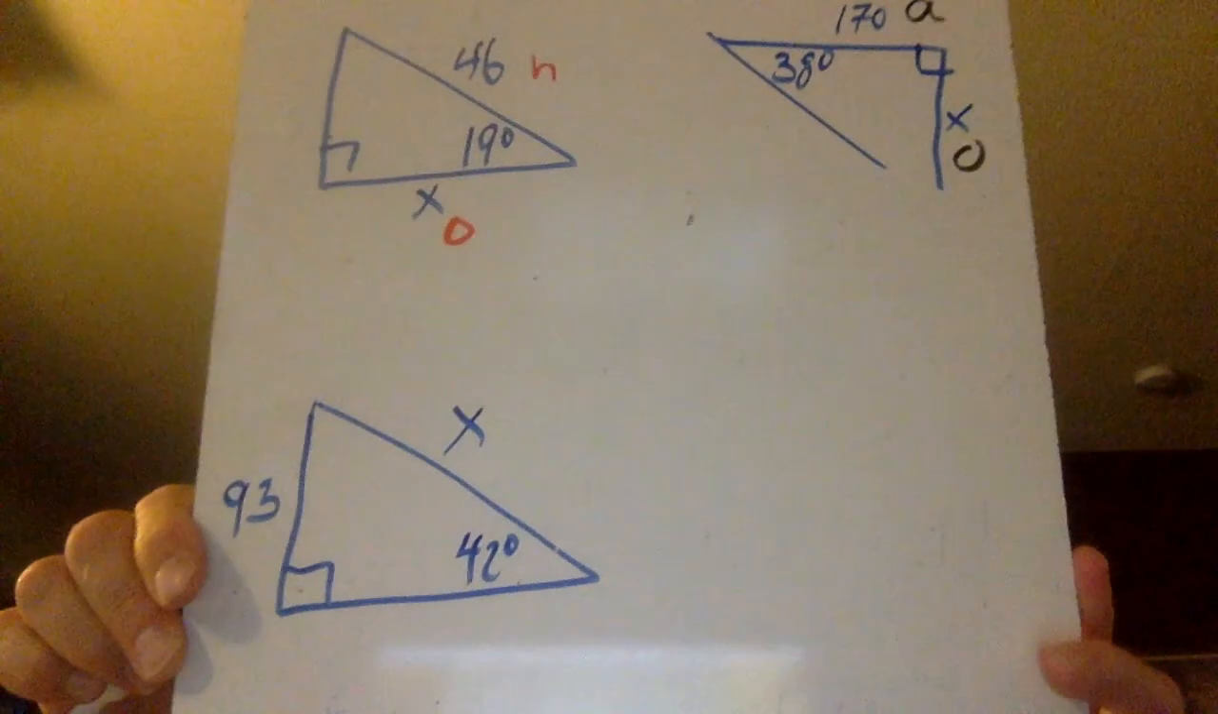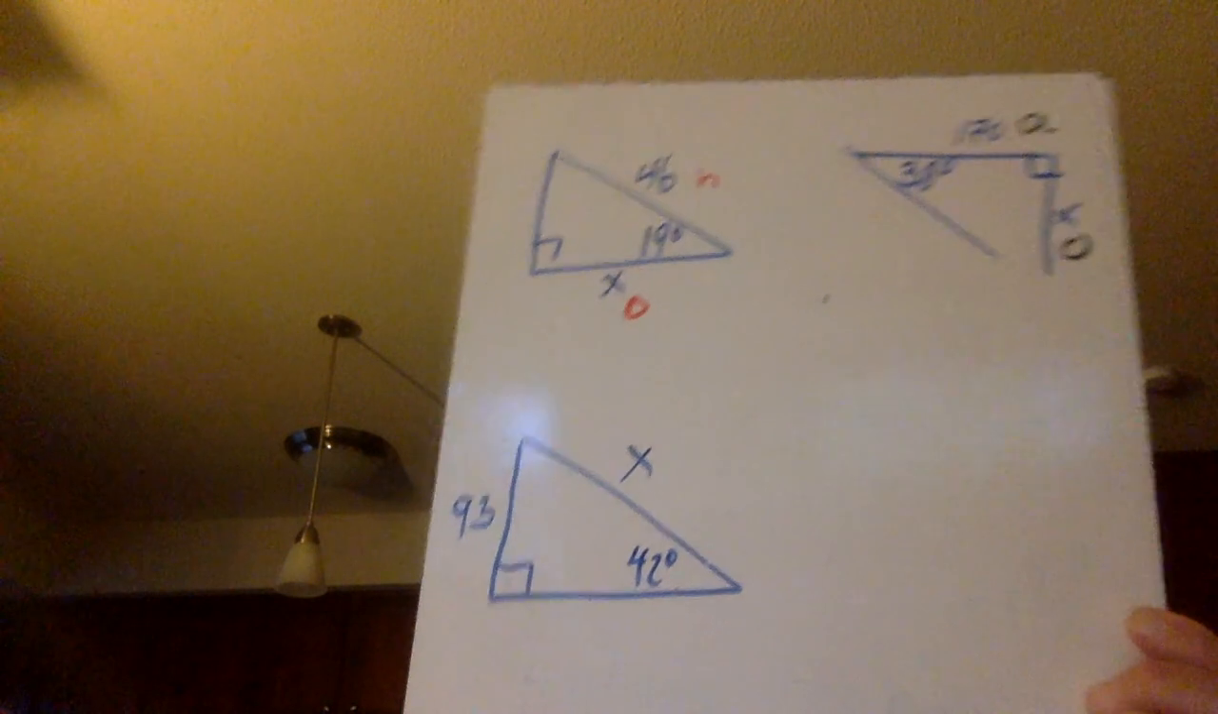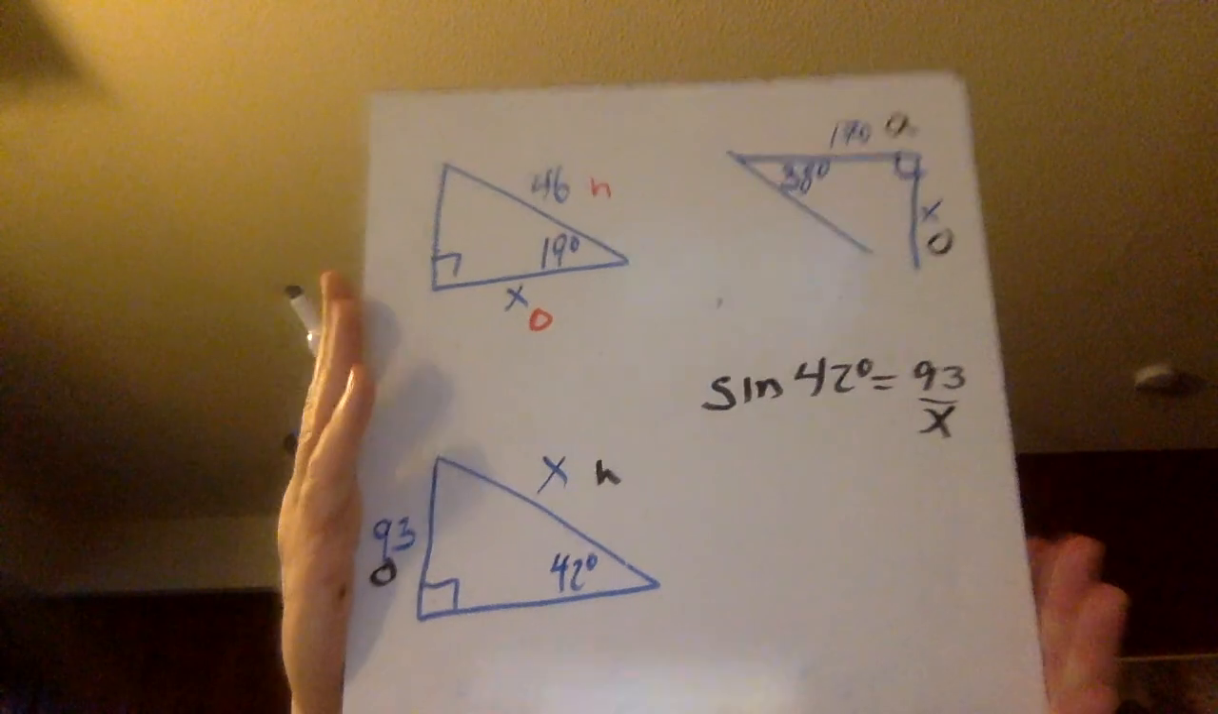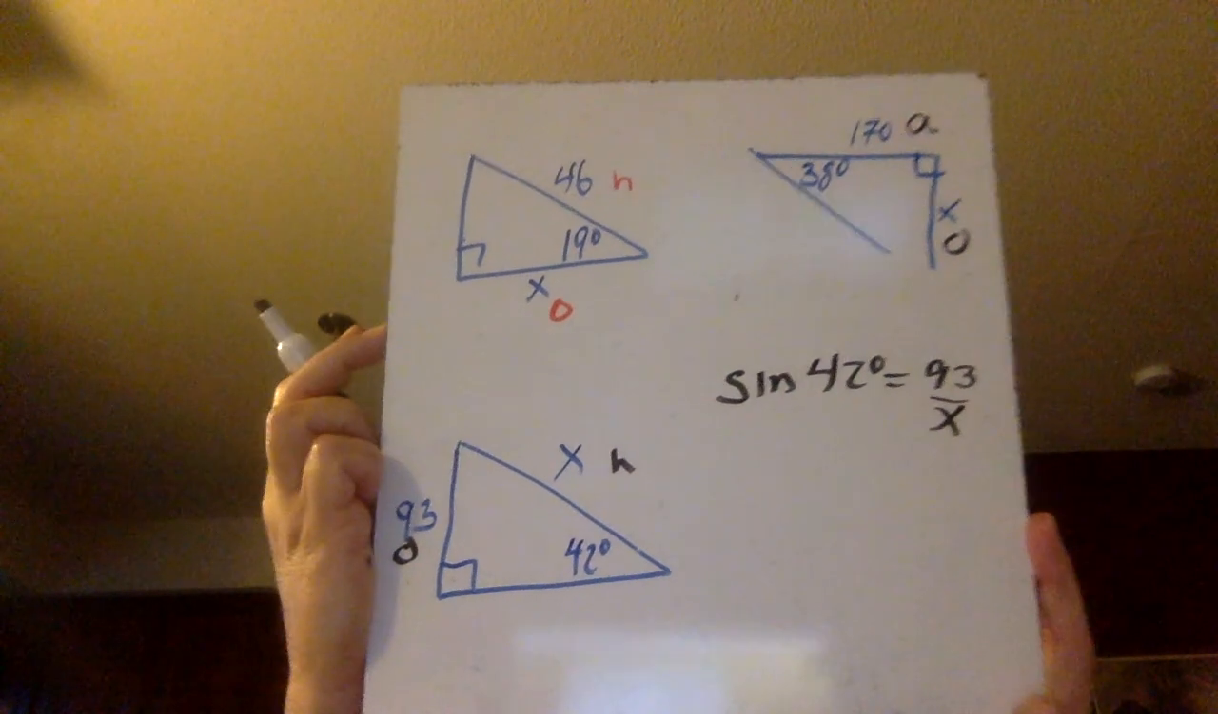This was the last thing we taught. The variable is going to be on the bottom. It's going to be just a little more work. Starts the same, that is opposite, that is hypotenuse. Opposite hypotenuse is sine of 42 degrees equals 93 over x. So for those of you that have been keeping up, there's a little problem when the x is on the bottom.